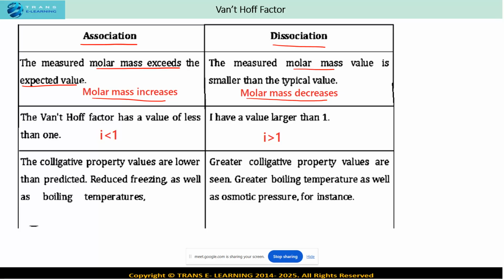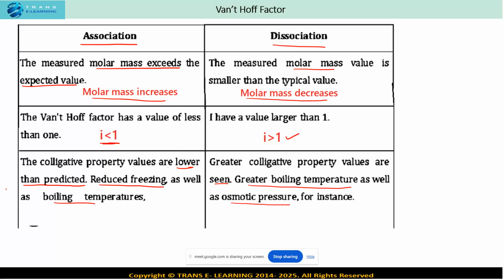In the case of association, the Van't Hoff factor is less than 1. How? That I'm going to explain. And in dissociation, the value of the Van't Hoff factor is greater than 1. That again I'm going to explain. So the colligative property values are lower than what we would predict. That means reduced freezing as well as boiling temperatures. Now in the case of dissociation, greater colligative values are seen. That means a greater boiling temperature as well as osmotic pressure, for example. So this is what you are going to understand.